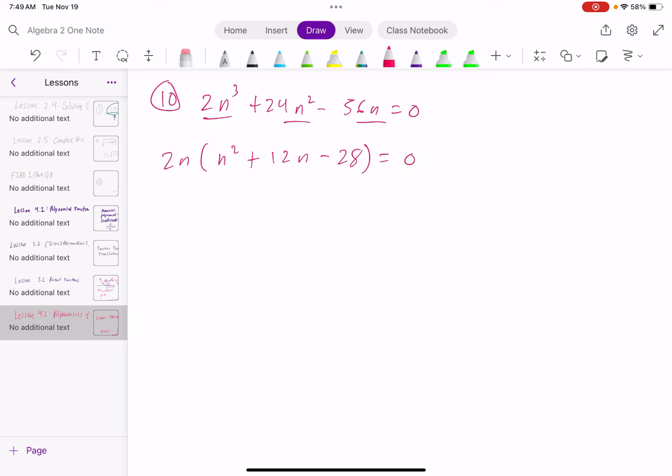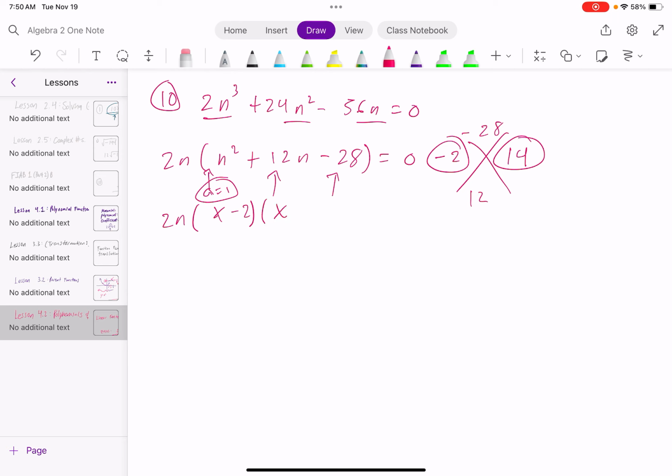That's it. And then on the top is your a times c, which is negative 28. Bottom is your b. 2 times 14 will do the trick, and that will be negative. So we're left with 2n times, again, your a is 1. So therefore, you get easy peasy. You just write these down: x minus 2 and x plus 14 is 0. And it says solve for n.